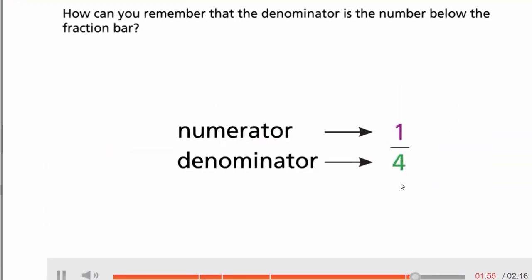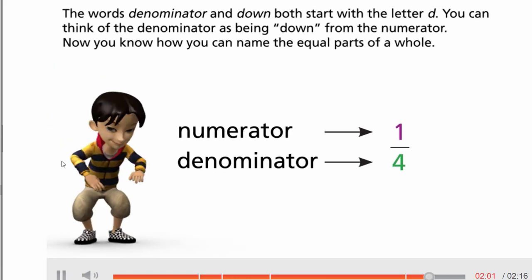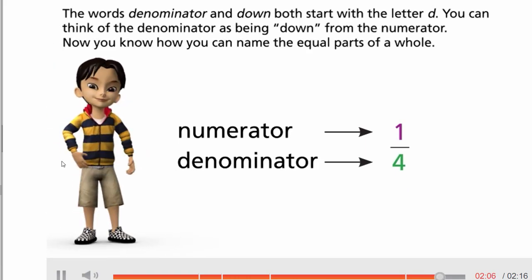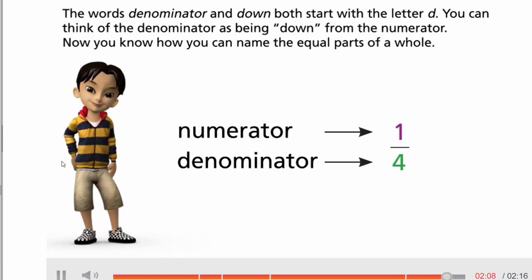How can you remember that the denominator is the number below the fraction bar? The words denominator and down both start with the letter D. You can think of the denominator as being down from the numerator. Now you know how you can name the equal parts of a whole.